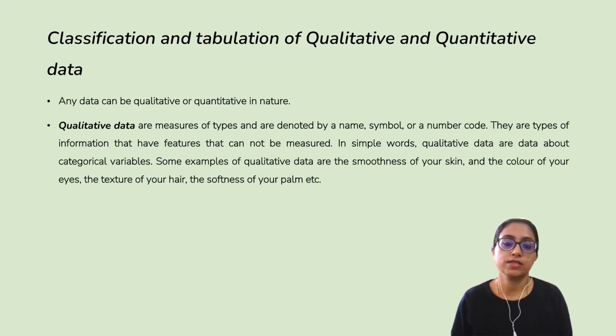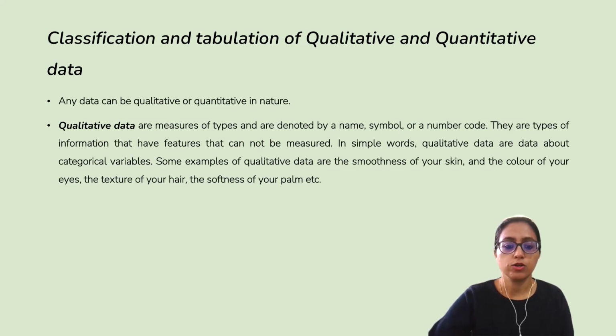For example, it can be the texture of your hair, whether your hair is silky, smooth or dry. So there are three categories. So this is a categorical variable, or it can be gender, whether you are male or female. Such variables in which there are various categories, or which zone do you belong to, like north zone, south zone, east zone, west zone. Such variables are called qualitative variables or categorical variables.